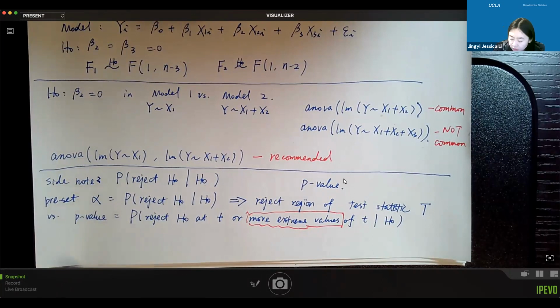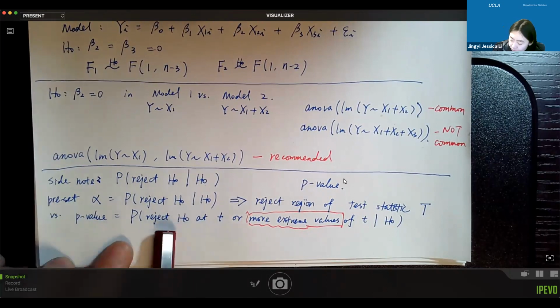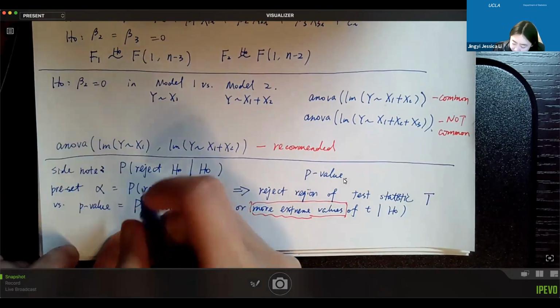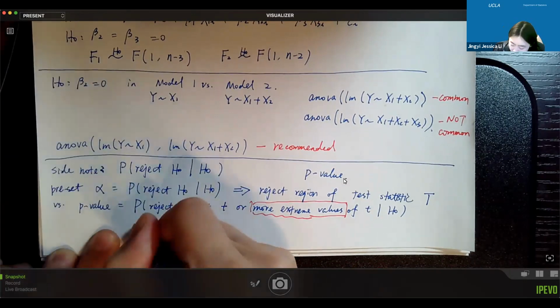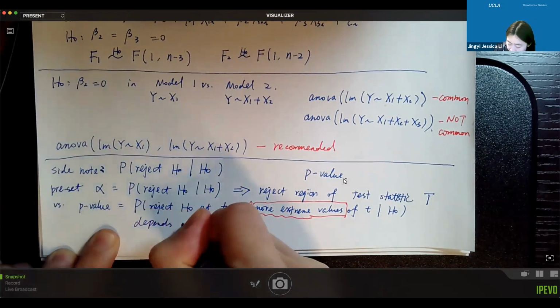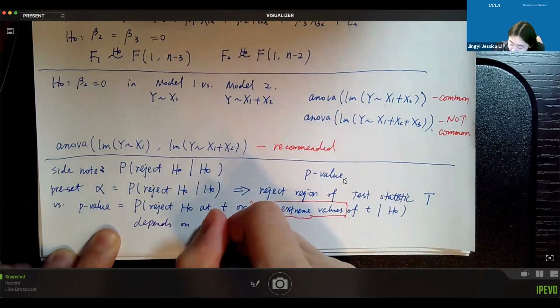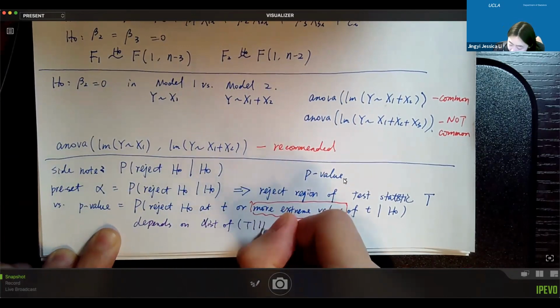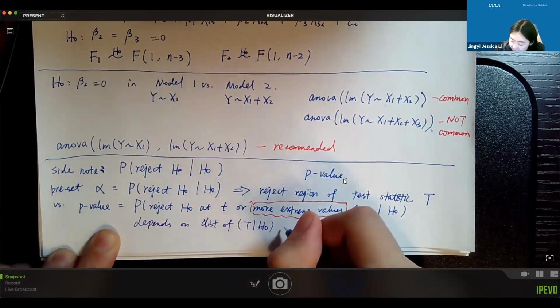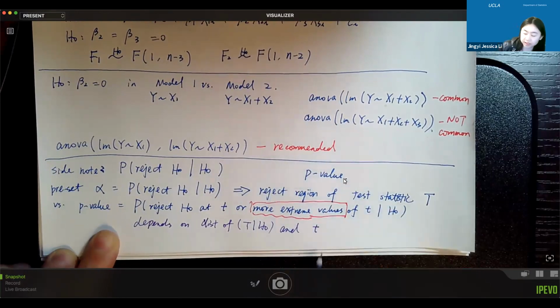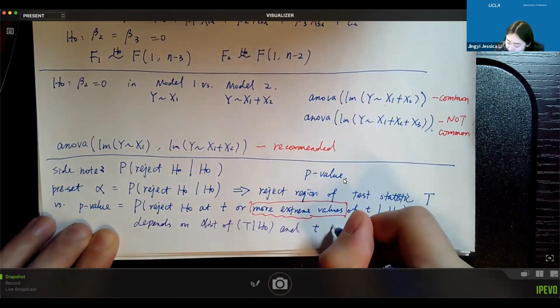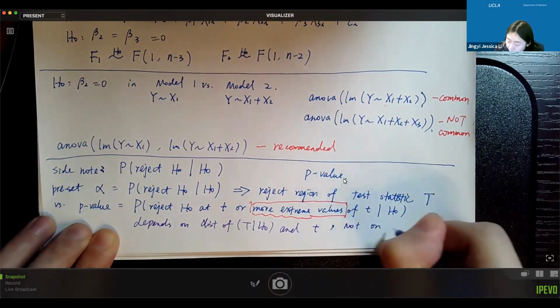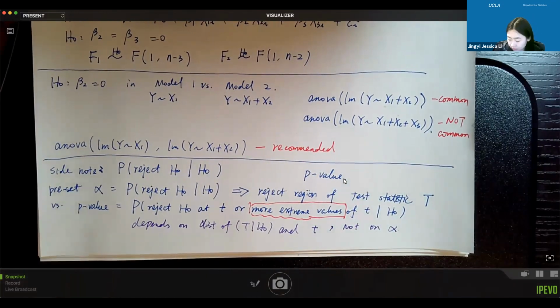But basically, this p-value just depends on two things. One is the distribution of t under the null hypothesis. And the second thing is the observed value of the test statistic on your data. It only depends on those two things, and it does not depend on alpha. It does not require the alpha.